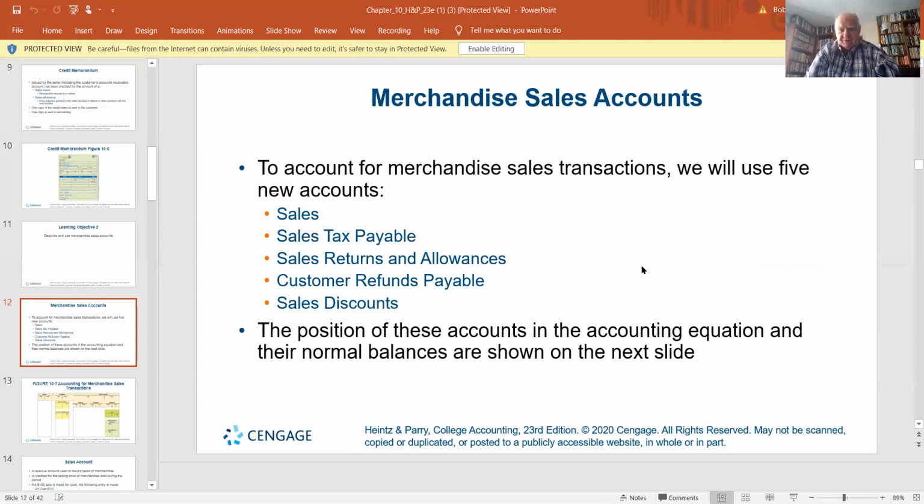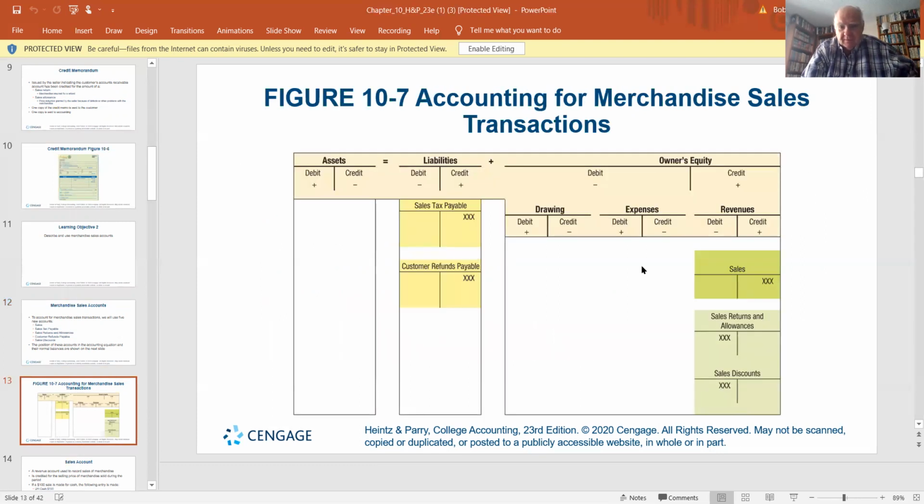The faculty's made a decision on that, we're not going to worry about these estimated refunds. And then you have sales discounts. The position of these accounts is shown on the next slide.